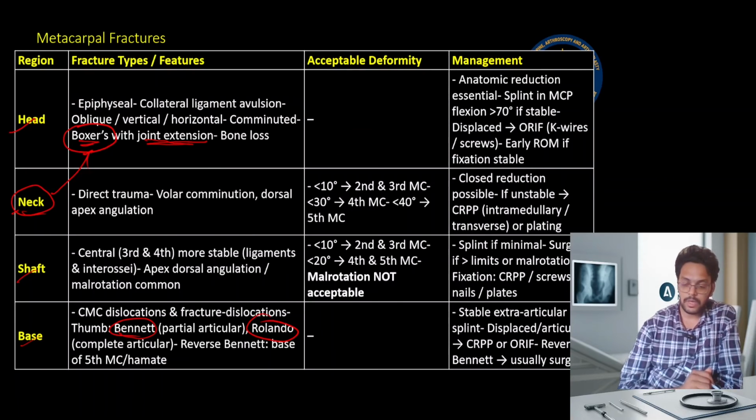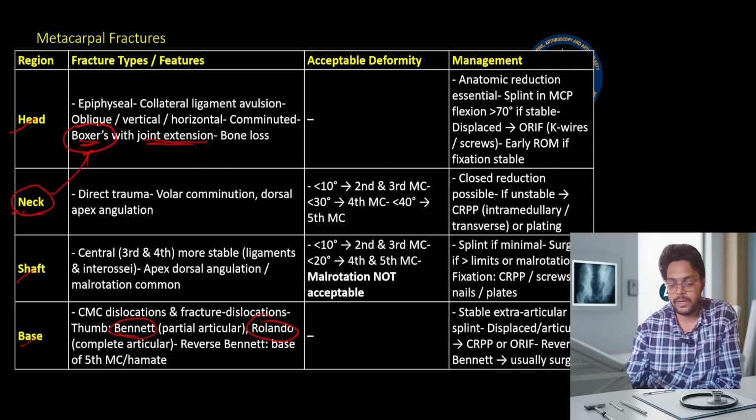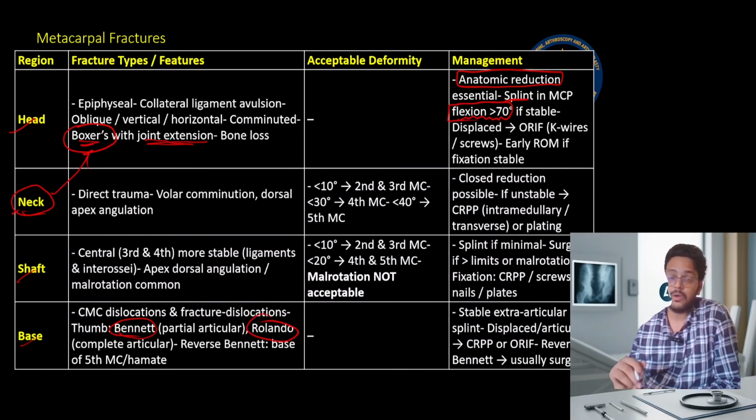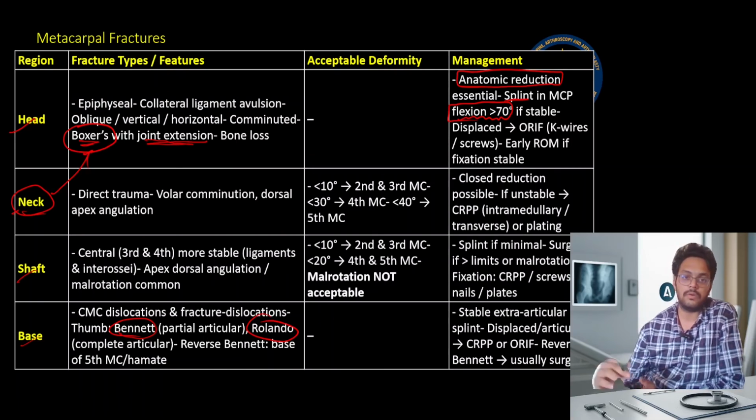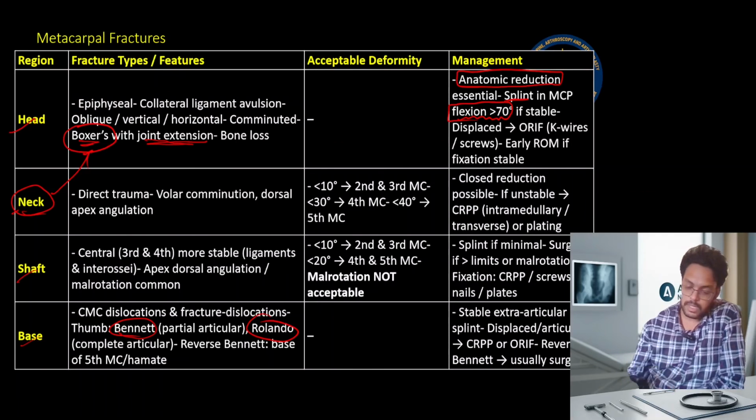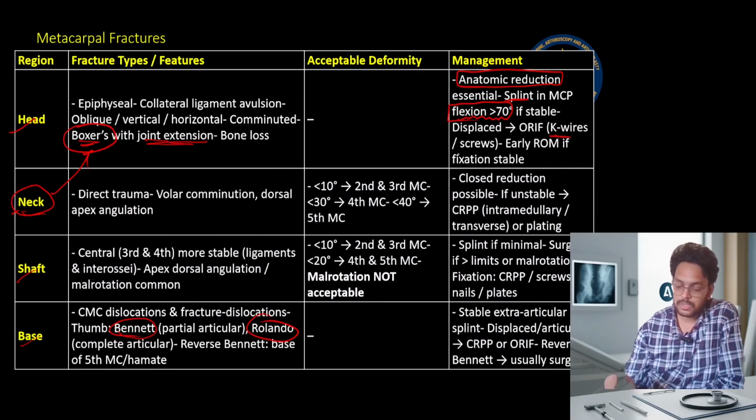joint. Okay, here it involves a joint, so specific anatomical reduction is essential and very important, and you have to splint it in flexion of 70 degrees. In your day-to-day clinical practice you would have known, you will be doing a functional splinting like this. We will give a flexion of more than 70 degrees. Either you can fix it with a K-wire or screws.